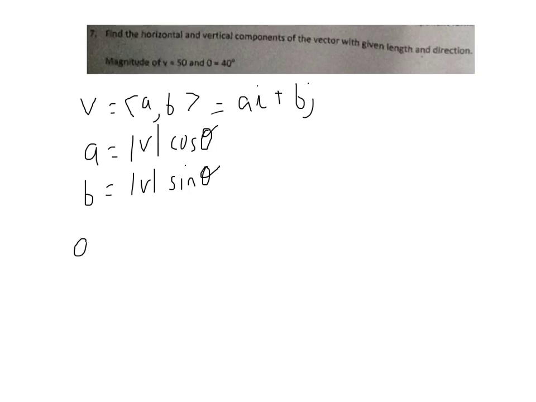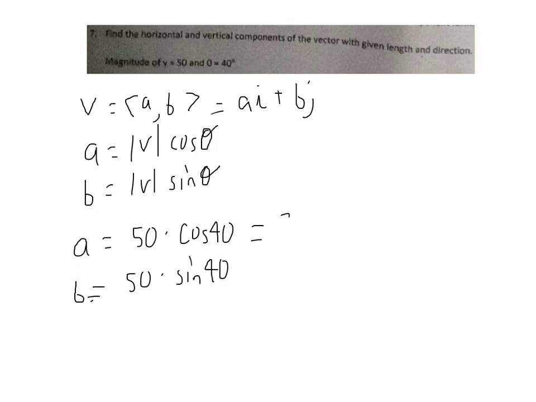In this case, 50 is the magnitude. We multiply that times cosine of 40 for the horizontal component, and then for the vertical component, we multiply 50 times sine of 40 degrees. The horizontal component is approximately 38.3, and the vertical component is approximately 32.1.